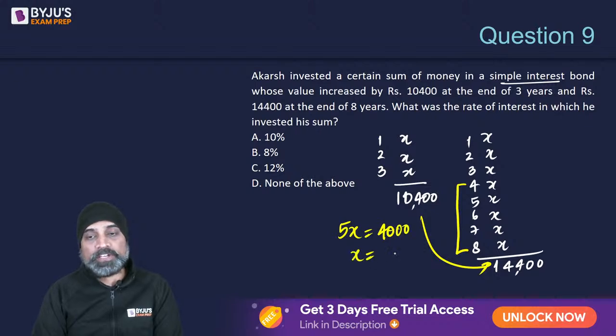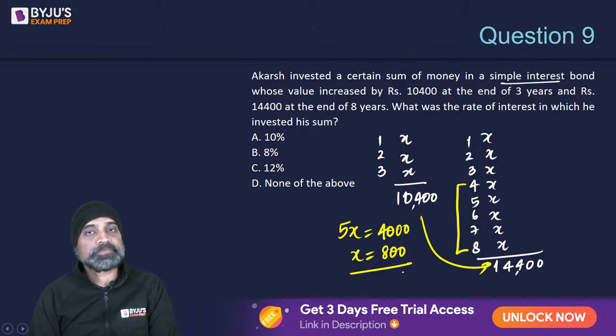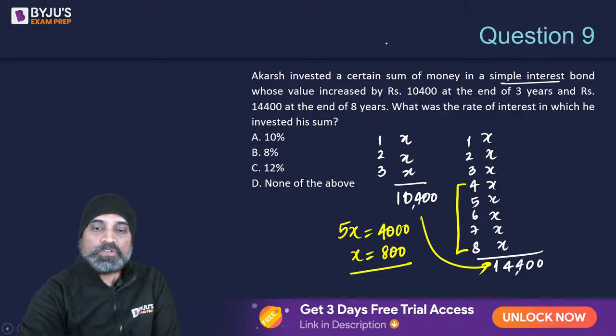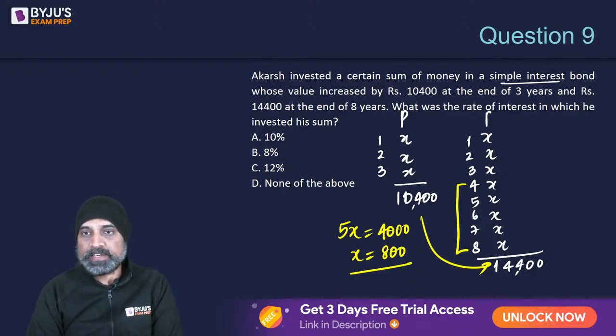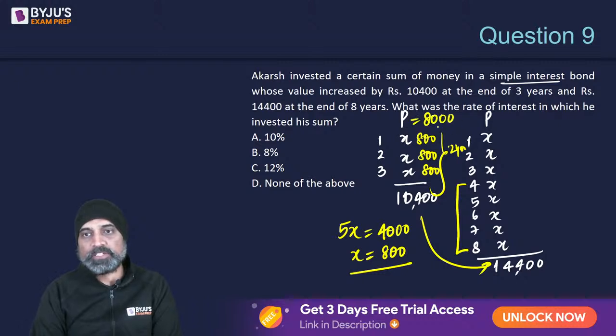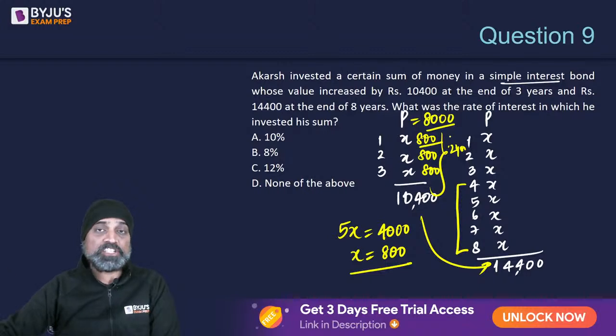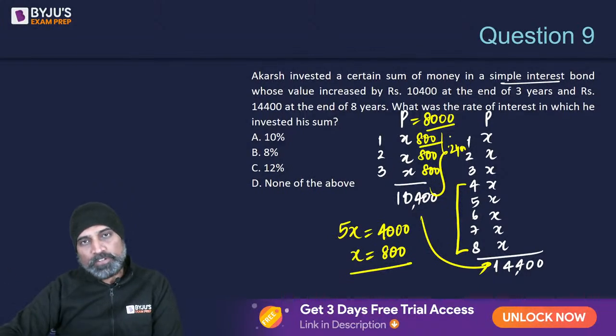So X is going to be 800, right? Now, if X is going to be 800, we do have the principal part here as well. So if this is going to be 800, 800, 800, so 10,400, if this is 2,400, we can say that the principal is the remaining 8,000. Now, if principal is 8,000 and the interest that you earned in the first year or second year or any year, we can say that this is 800 always.